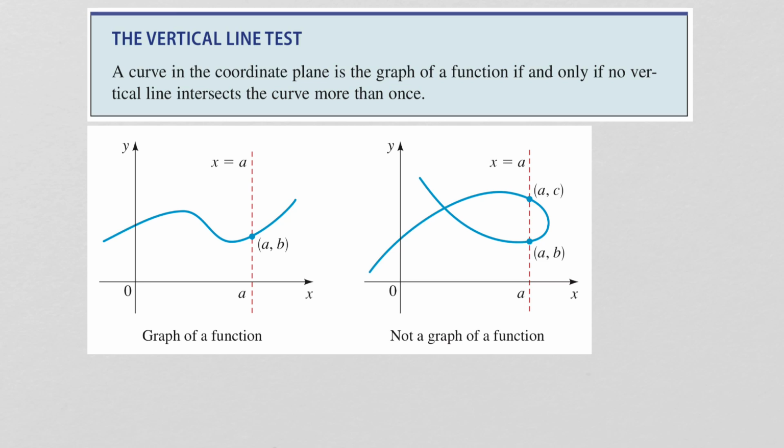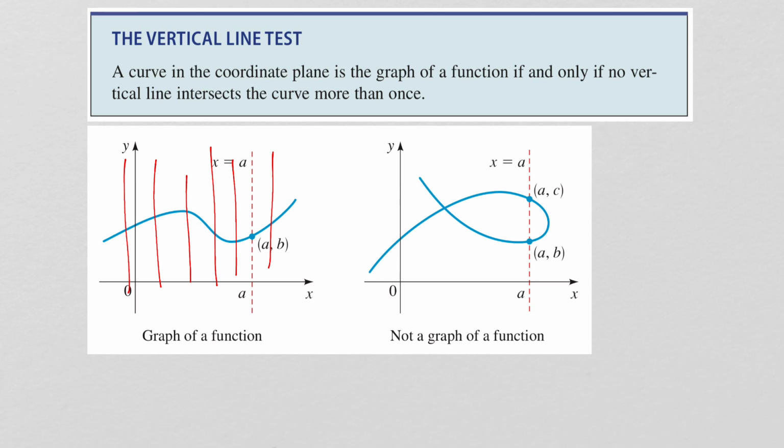Next, let's talk about the vertical line test for functions. So if you have the graph of a function, any vertical line that you draw will only hit that graph one time. So the vertical line test says a curve in the coordinate plane is the graph of a function if and only if no vertical line intersects the curve more than once. That is to say, every possible vertical line that you can think about drawing is only going to intersect the graph one time. So you can see here, that is the case.